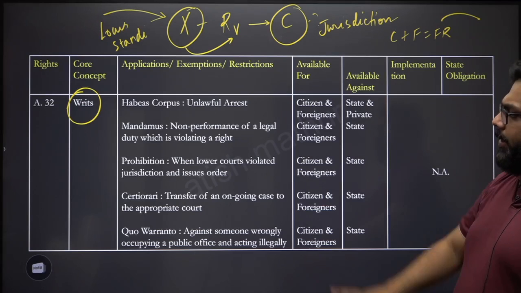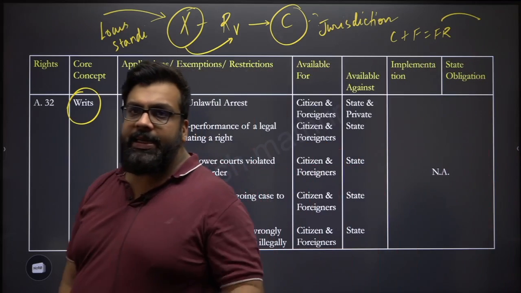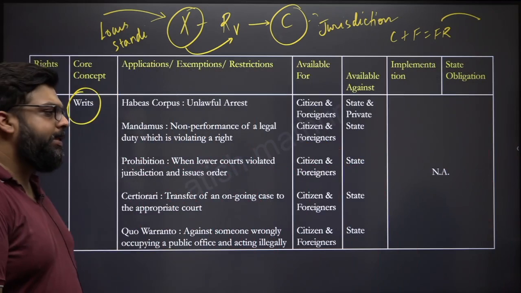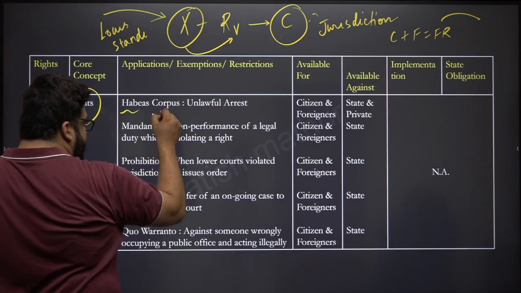Now, there are basically 5 kinds of writs. They're all written in the Latin language, which is why people get slightly confused with it. But let's understand this clearly and concisely. All right. So we've got something called habeas corpus.